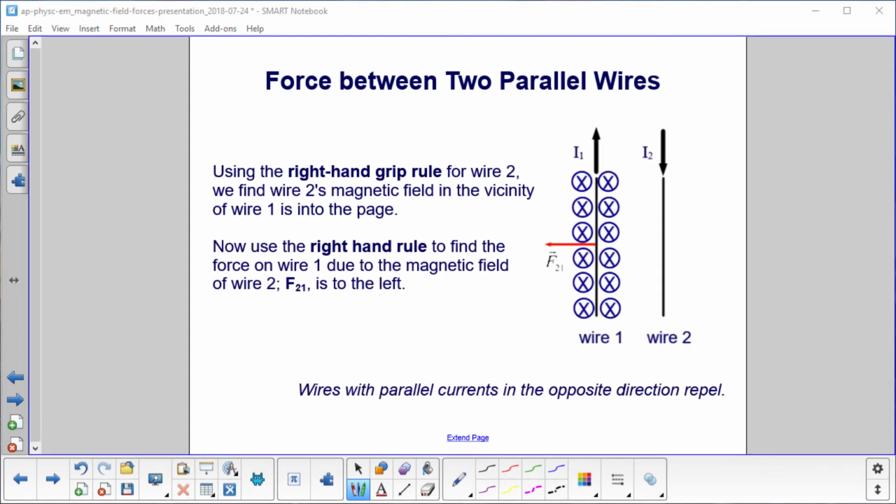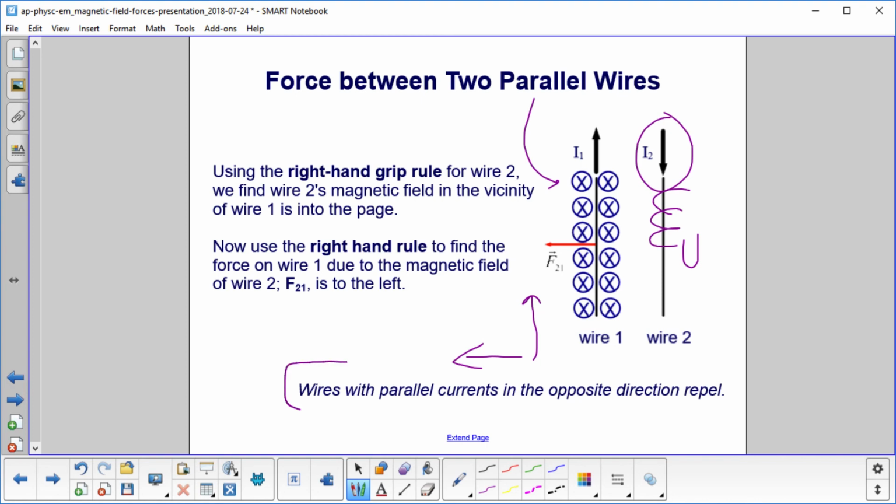Let's find the force on wire 1 and make sure it's what we're now expecting. This time, I2 is in the opposite direction. So we're going to use the right-hand grip rule, put our thumb down in this direction this time, and curl our fingers around. That should be your right hand. You find the magnetic field is into the page by I1. Now I use the right-hand rule: four fingers go up, palm facing in, and I find that my thumb is pointing out here. So yes, it does appear the wires are repelling. Wires with parallel currents in the opposite direction, which you can also call anti-parallel, will repel.